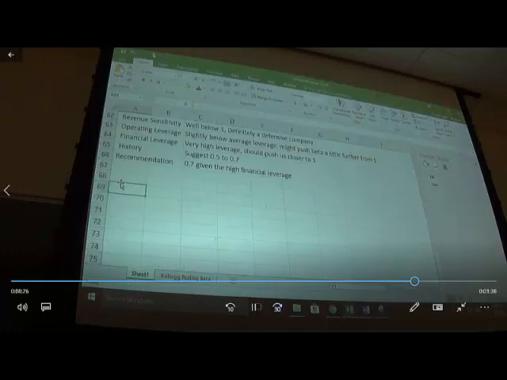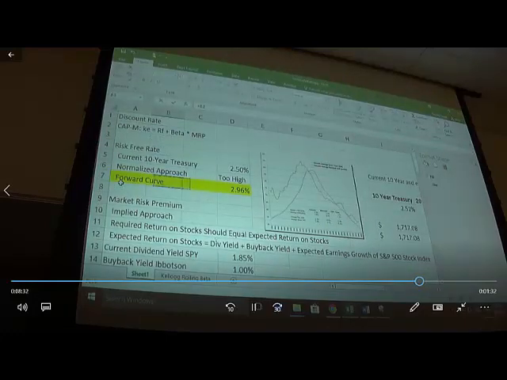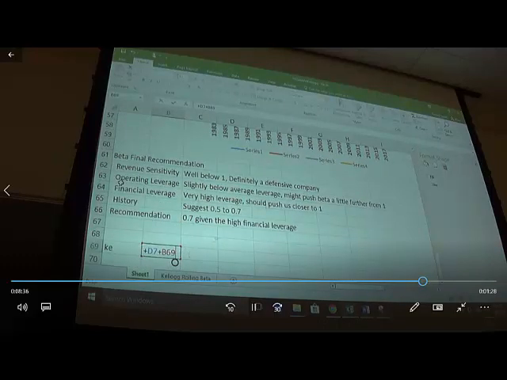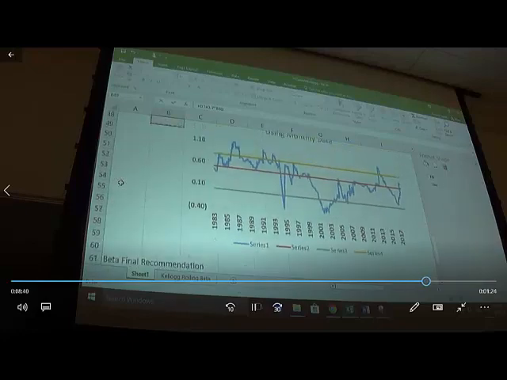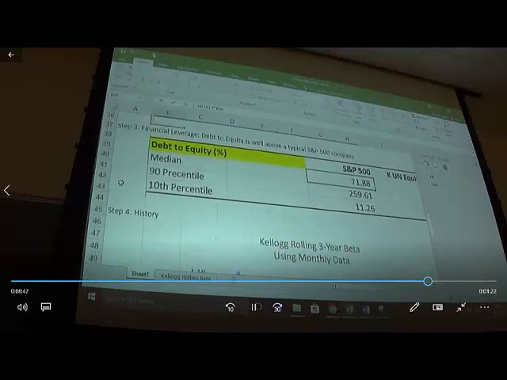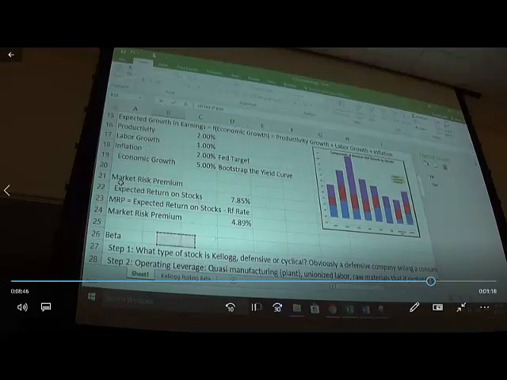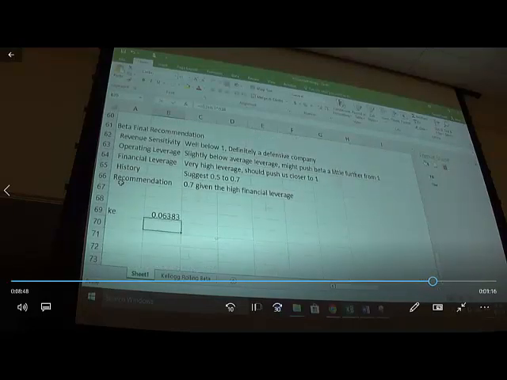So what I have to do now, I got to get my KE. My KE is going to equal my risk-free rate plus my beta times my market risk premium. Wherever that is, where did my market risk premium go? 6%. What should your answer be?